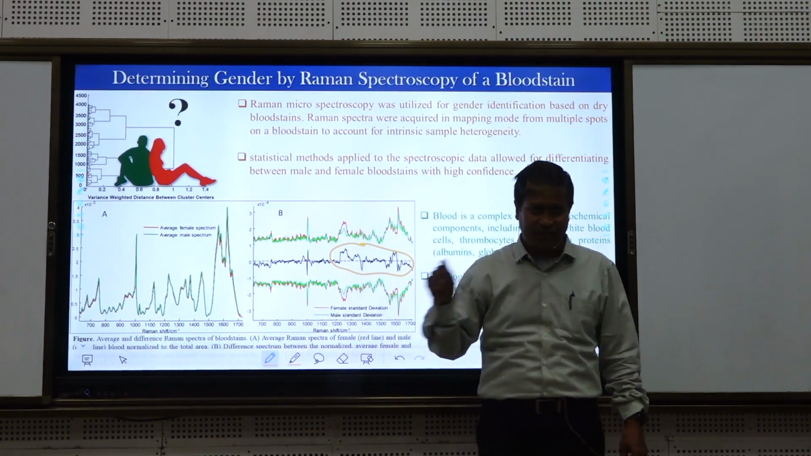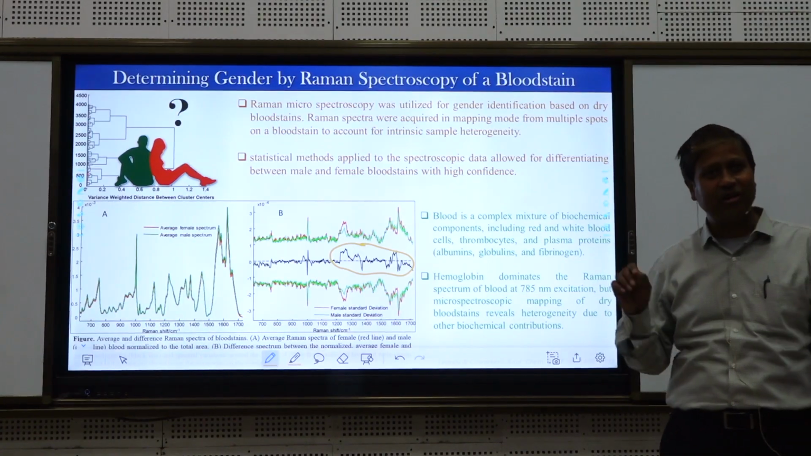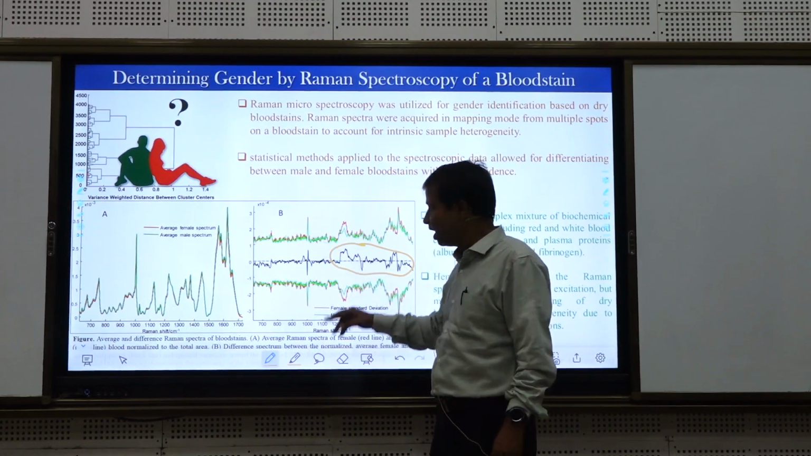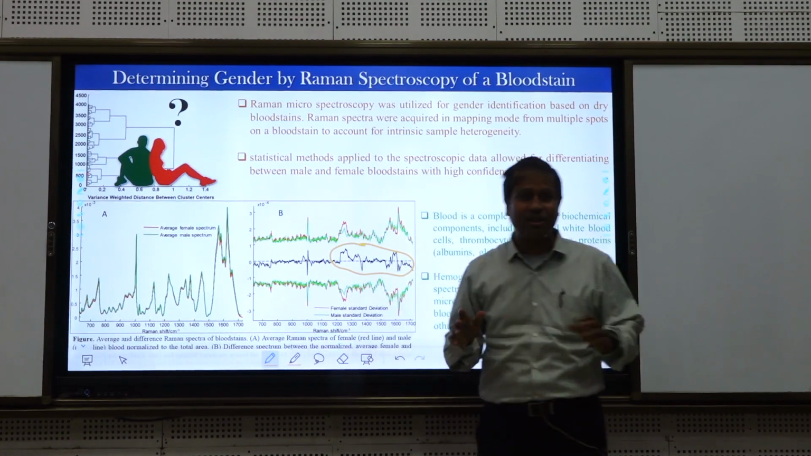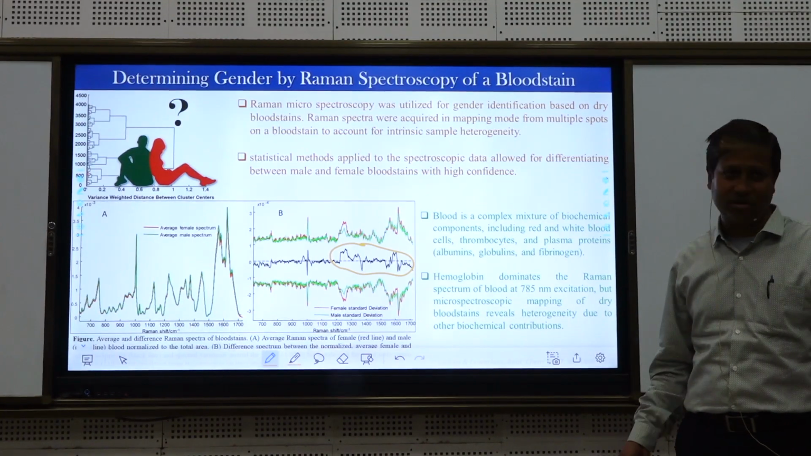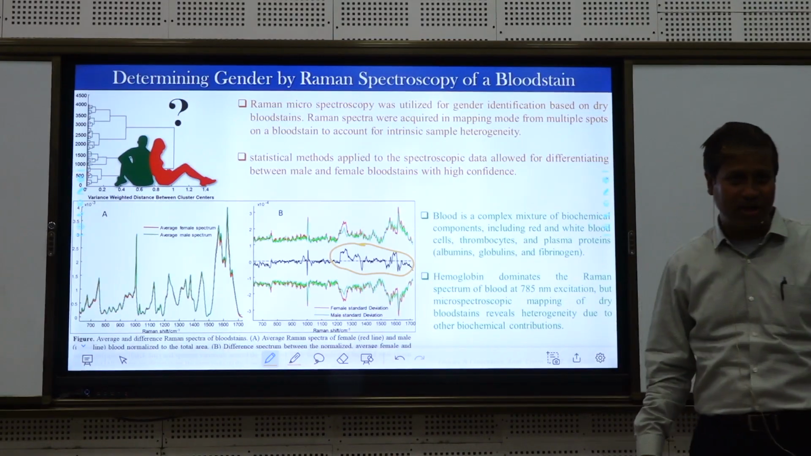Subtract one from another. If this difference is consistent, then you can tell, yes, we can somehow say that there is a male-female difference. But this difference is not sufficient to say that this technique is good for telling whether it is male or female.